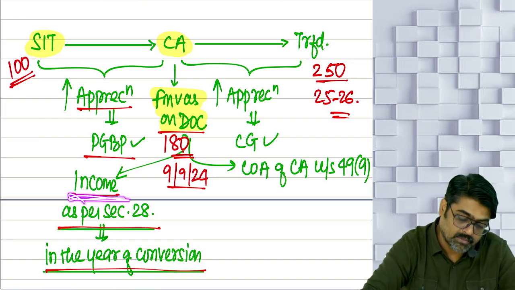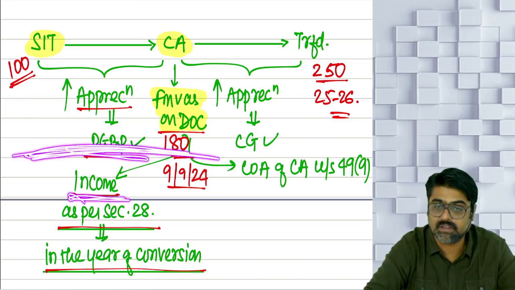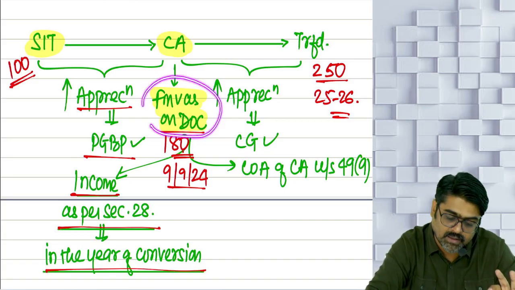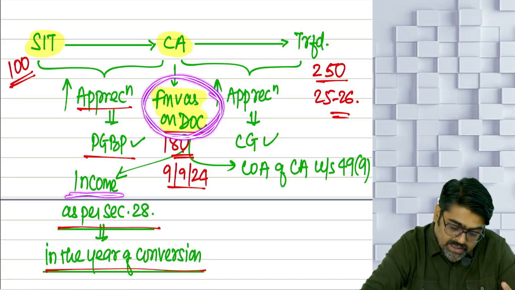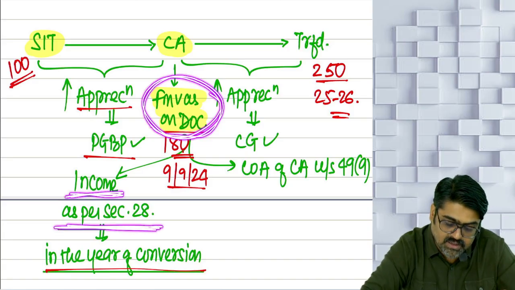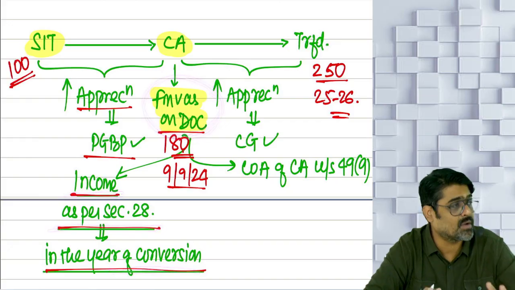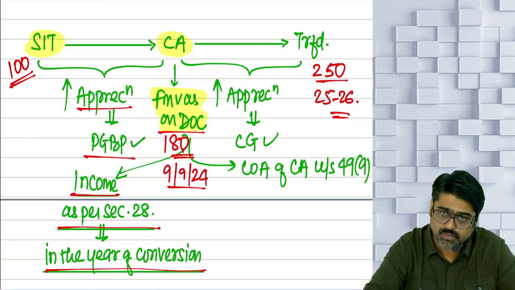And this will be taxable in which year? This gain will be taxable in which year? In the year of conversion itself. But to do that, this fair market value will be treated as your income as per the specific charge given under section 28 in the year of conversion itself. Yes or no? Should I move?